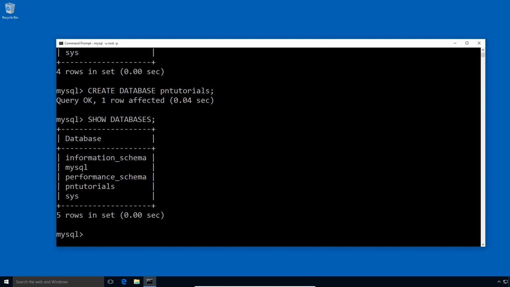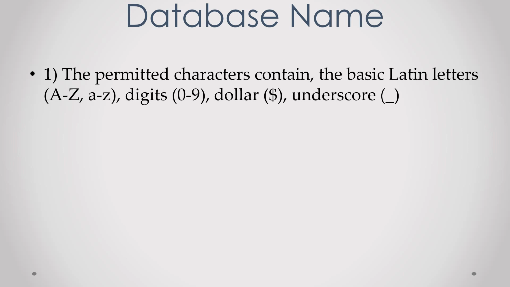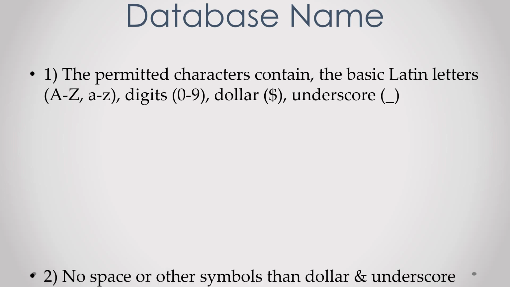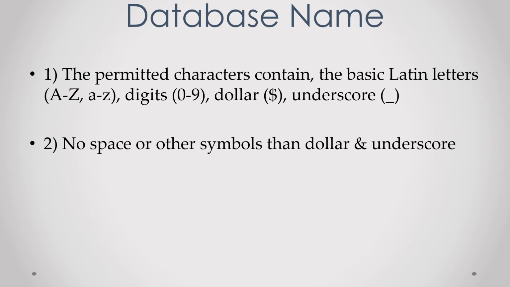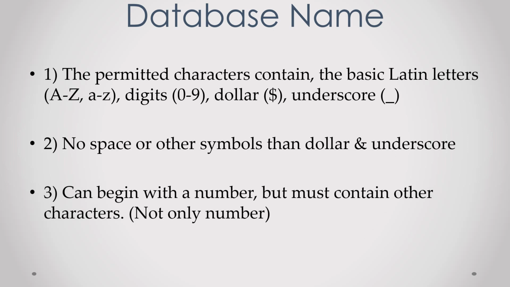Now the question is, can we give any name to our database? No, there are some rules for identifiers or names. The first rule is the permitted characters contains the basic Latin letters capital A to Z, small a to z, digits 0 to 9, dollar symbol and an underscore symbol. There should be no space or other symbols than dollar and underscore. And also, the name can begin with a number, but it must contain other characters, not only numbers.